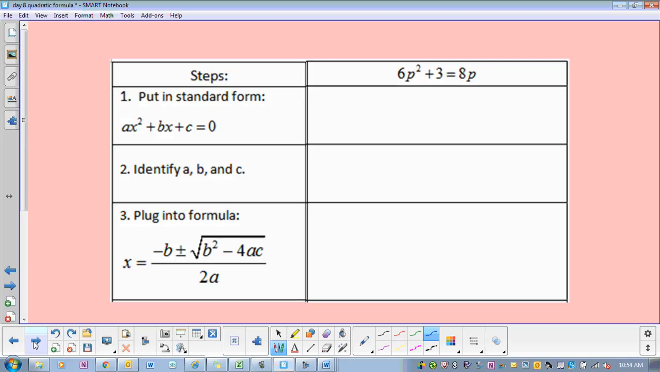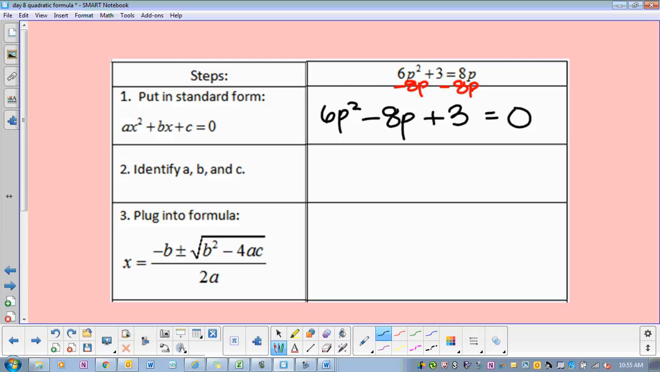Okay, so your steps for this one. 6p squared plus 3 equals 8p. Is this in standard form? No. So what do we need to do? Move your 8p, right? We want to make this equal to 0. So this is 6p squared minus 8p plus 3 equals 0. Do you agree? Yeah. All right.